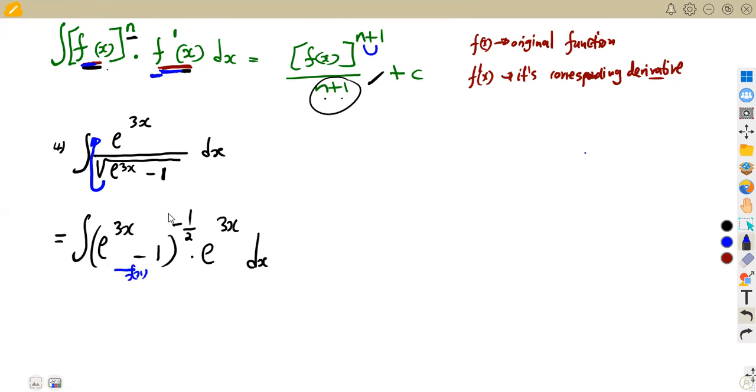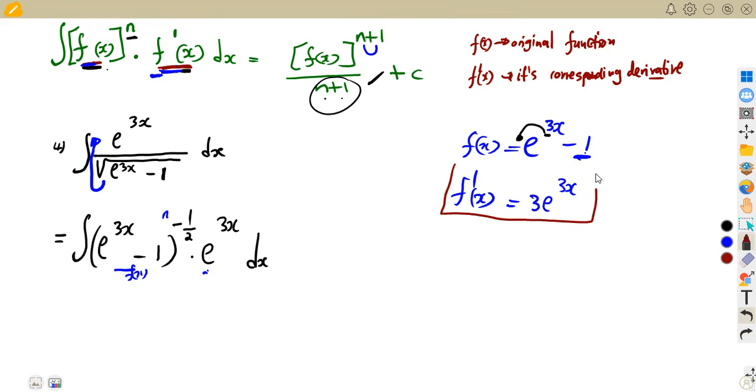and our exponent, which is n. But we want to check, is this our f prime of x? All right, so we are going to check aside. f of x is equal to what? That's e to the exponent of 3x minus 1. We find the derivative of e. Remember, e to the exponent of ax, we are going to drop this exponent to multiply. So it's going to be 3e to the exponent of 3x. Minus 1 gives us a 0. So this is what we're supposed to have on our f prime of x.